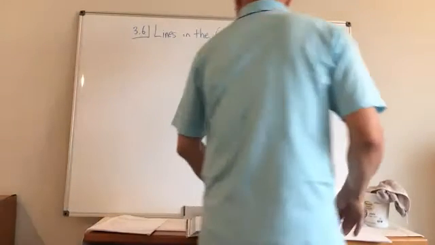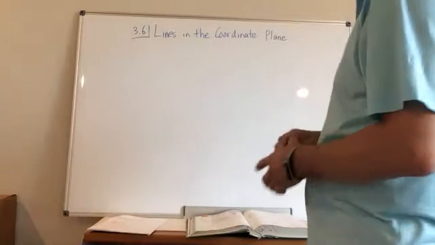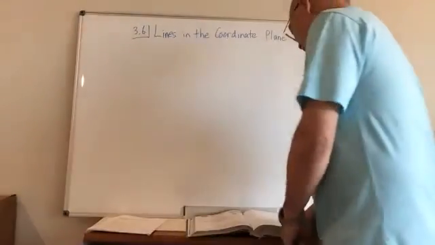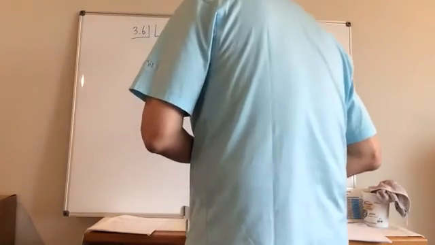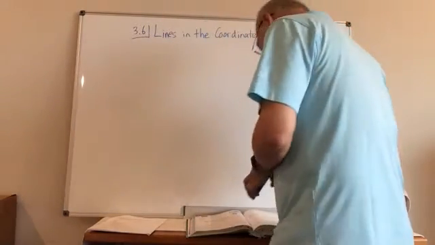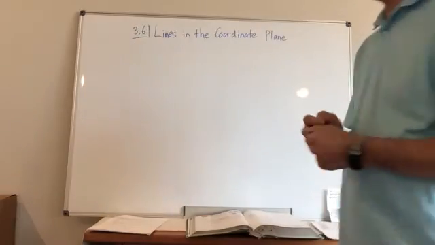So in 3.6, we're talking about lines in the coordinate plane. It was kind of an extension of what we've been talking about so far. Okay. So in the middle of section 3.6, on page 190, it says forms of the equation of a line. Forms of the equation of a line, okay?